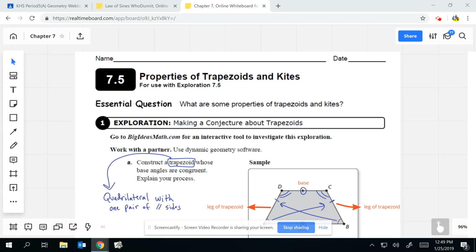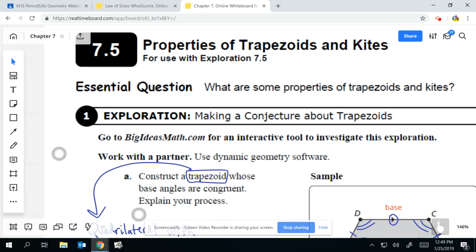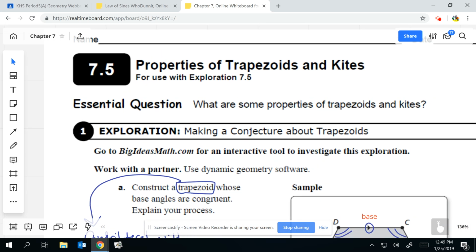All right, so 7.5, we're going to be looking at the last two of our quadrilaterals. We're looking at trapezoids and kites. And it says, what are some properties of trapezoids and kites? We do need to know what a trapezoid is and what a kite is. Okay, so that's really important.